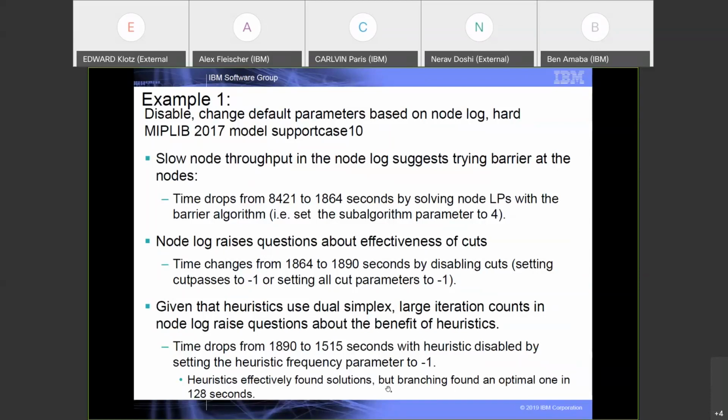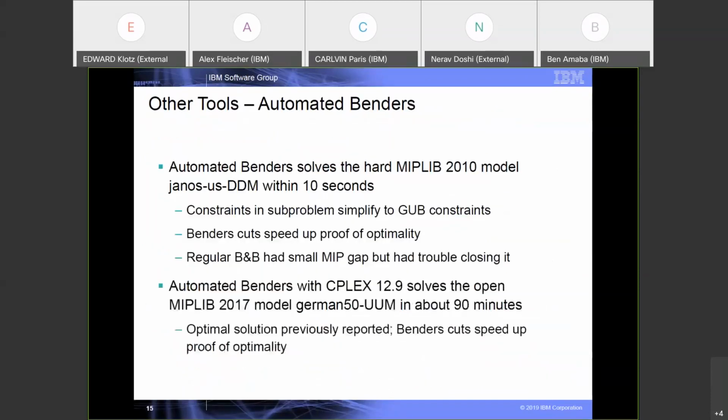Just by looking at the node log, we got a speedup by a factor of over 4 with some relatively simple parameter tuning. Let me move towards wrapping up here.